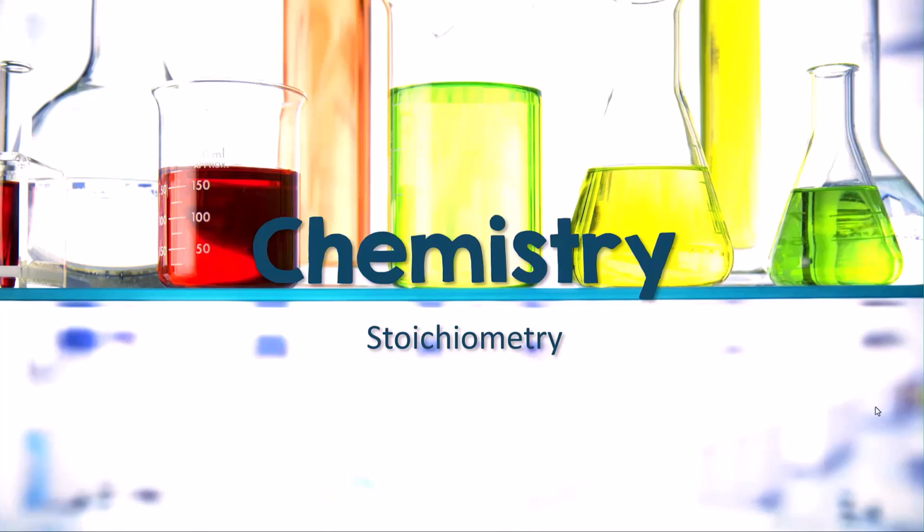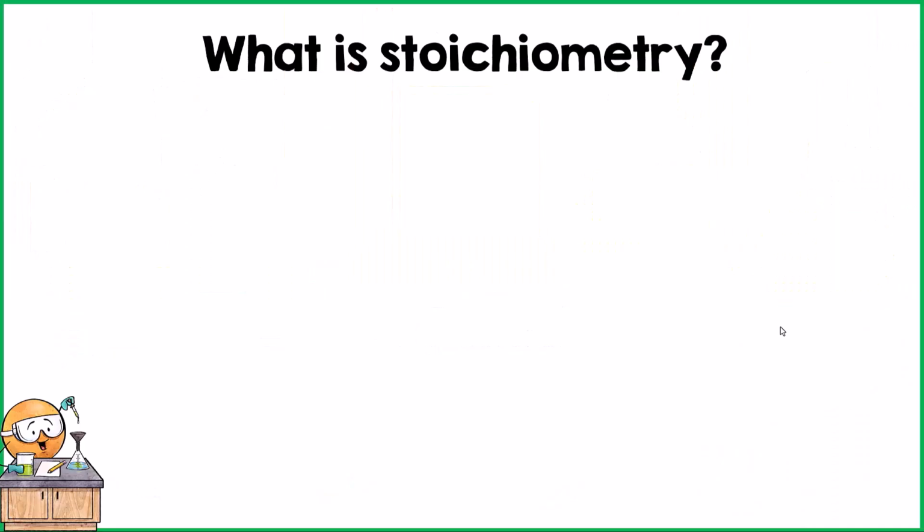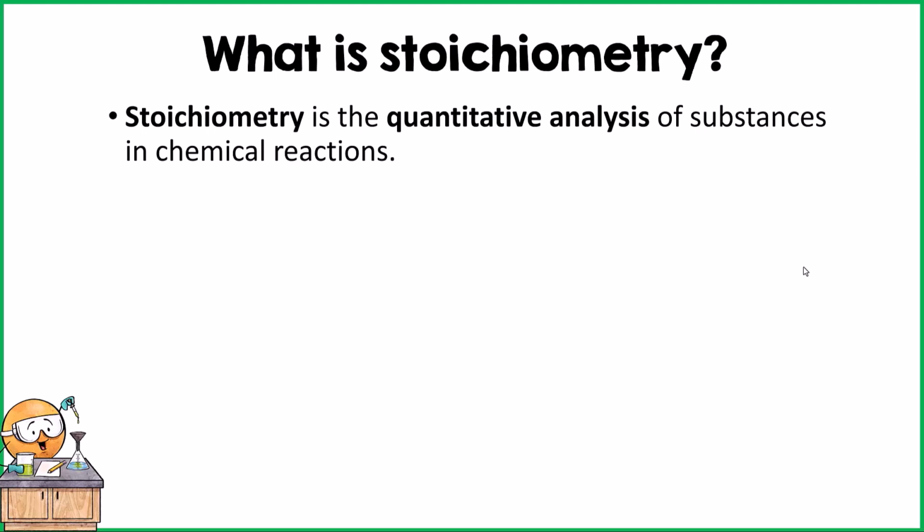Welcome to Unit 8 of Chemistry, Stoichiometry. What exactly is stoichiometry? Well, stoichiometry is the quantitative analysis of substances in chemical reactions. So we're going to combine our understanding of chemical reactions from the previous unit and our understanding of moles to explain how quantities of substances are converted during a chemical change.